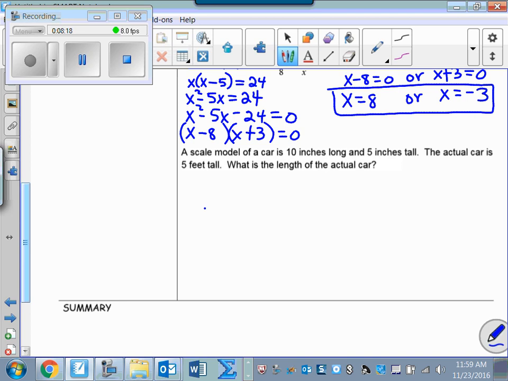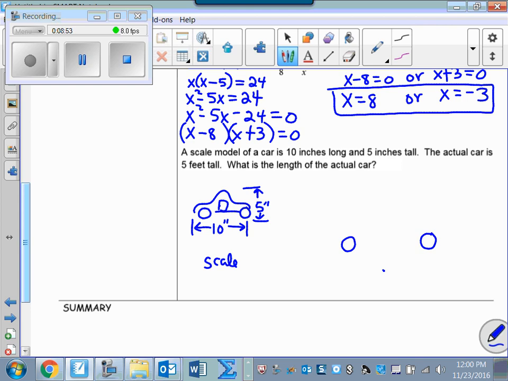Let me see how well I can do drawing a little car. Probably not too well, but anyway, got to give it a try. Okay, the scale model of a car is 10 inches long. I'm going to call this the length, 10 inches, and 5 inches tall. The actual car is 5 feet tall. So let me draw our actual car over here. So that's our scale. This is our actual car.